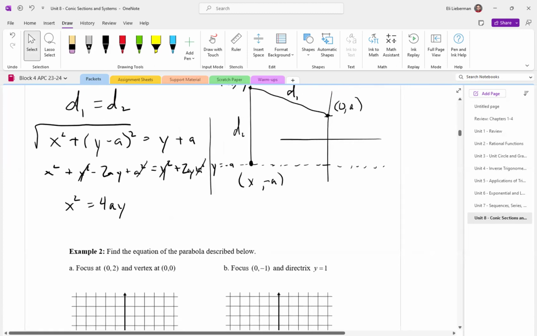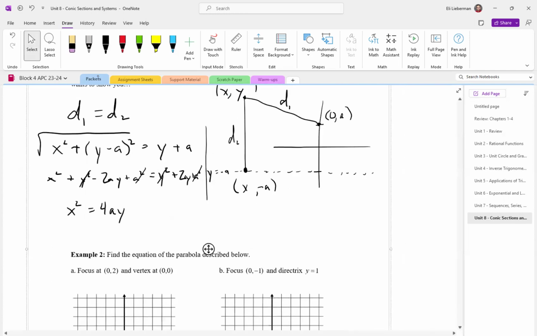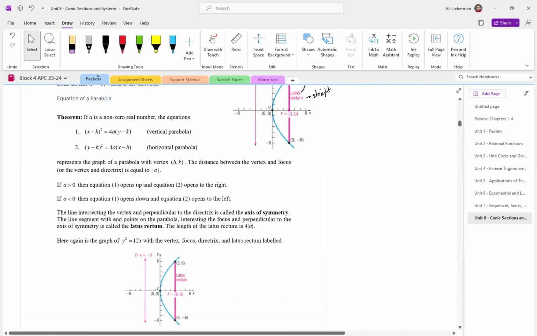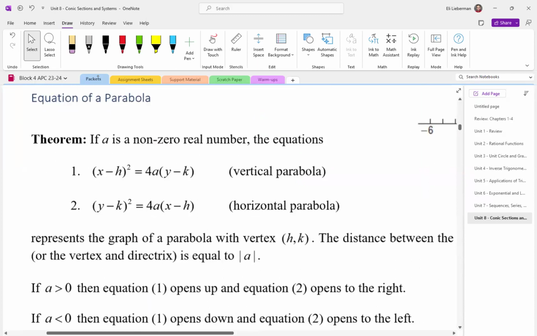So hopefully this jives, this vibes, this y equals x squared. Nothing's changed. It's just that this book introduces the quadratic term first. So when you go up here, I want you to look at this theorem that it has about the equation of the parabola. Although it looks intimidating, I hope it makes sense. This is exactly what we were just talking about. It has a horizontal shift and a vertical shift.